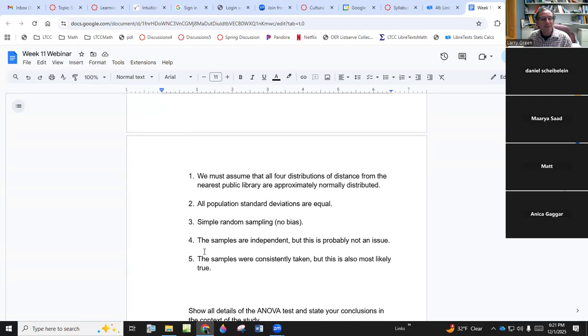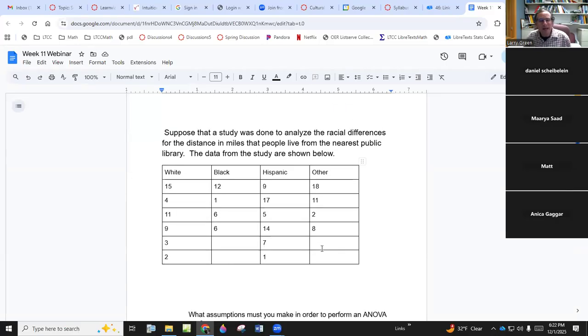Okay, and then the samples are independent. It's probably not an issue that they're independent. It'd actually be kind of hard to do a study of non-independence with surveying whites, blacks, Hispanics, and others, how far they live from the nearest public library. Although you kind of have to assume it's probably true. If you happen to know a little more about the study, you would say, yep, the independence isn't a problem.